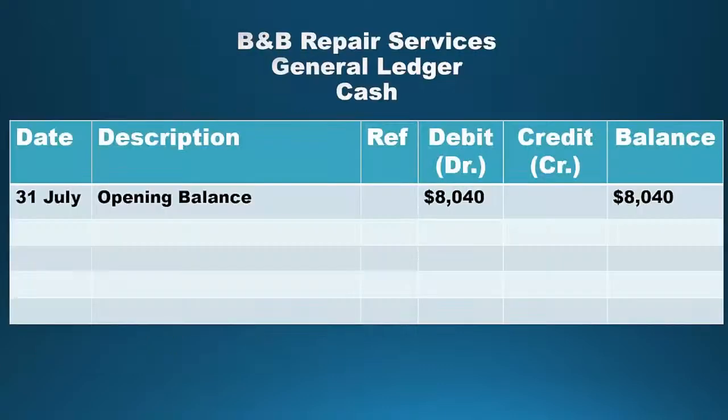1. Cash. The cash account shows how much money the business has on hand or in the bank. As of July 31st, the company has $8,040 in cash. This balance is an asset, so it's written on the debit side of the cash ledger as the opening balance. 2. Accounts receivable. Accounts receivable represents the money owed to the business by customers who haven't paid yet. As of July 31st, the company has $3,200 in accounts receivable. This is also an asset account, so the opening balance goes on the debit side of the ledger.